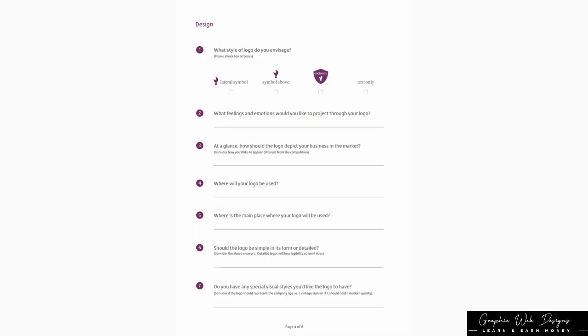This question does bear a slight resemblance to the last. However, this question refers to the depiction of the business in the actual industry and market. In other words, the question asks, how should the business be portrayed in comparison to similar companies?